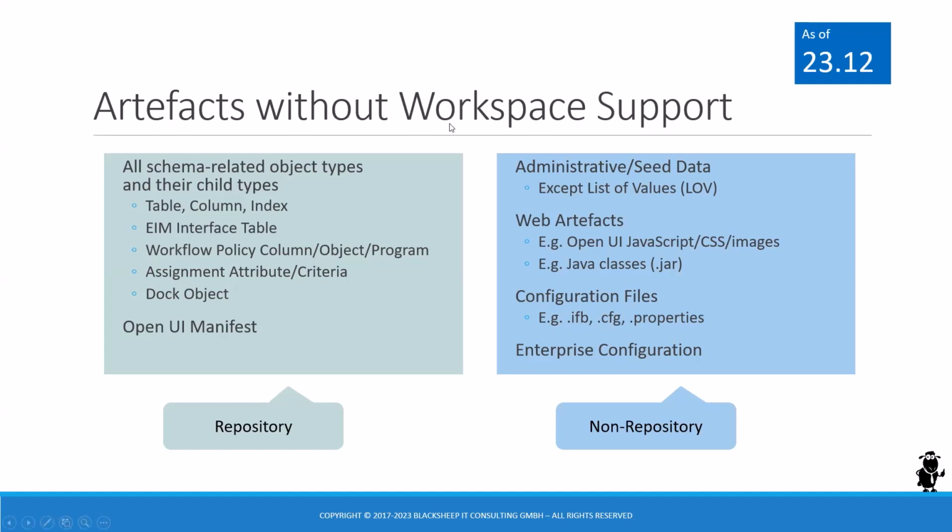And also workspace support is, as of today, 23.12, lacking for artifacts: anything schema related is not within workspaces. That includes tables, but also the more exotic schema related stuff: policy columns, assignment criteria, and the OpenUI manifest. It's in the repository, but not workspace managed. And then there's the non-repository stuff where nothing is workspace managed except list of values, to cut it short.